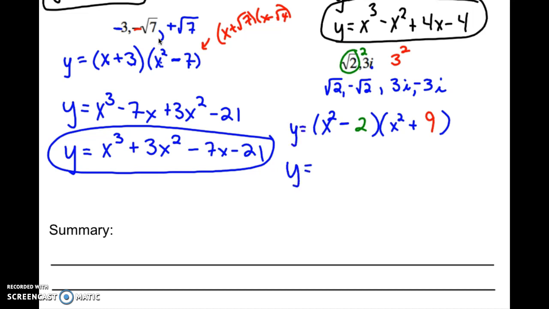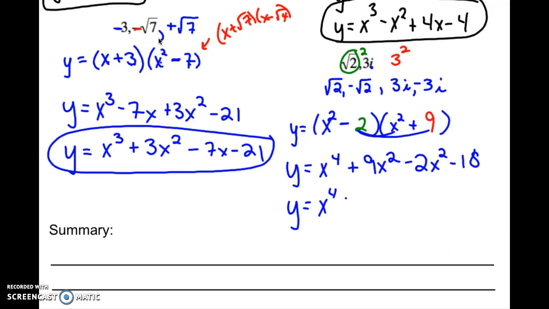So I'm going to go ahead and distribute. X squared times x squared is x to the 4th. X squared times 9 is 9x squared. -2 times x squared. And then -2 times 9. Last thing we need to do is combine our like terms in the middle. So x to the 4th plus 7x squared minus 18.